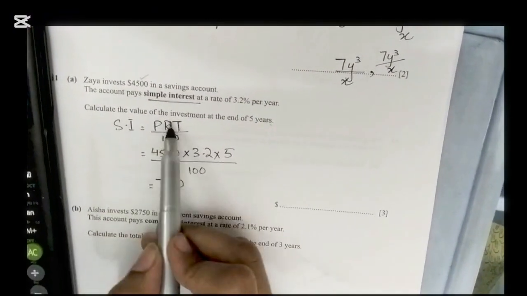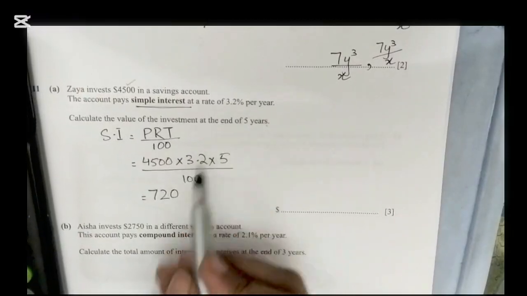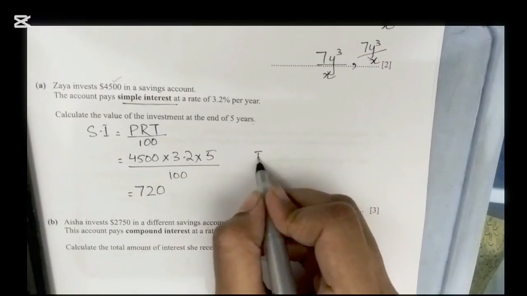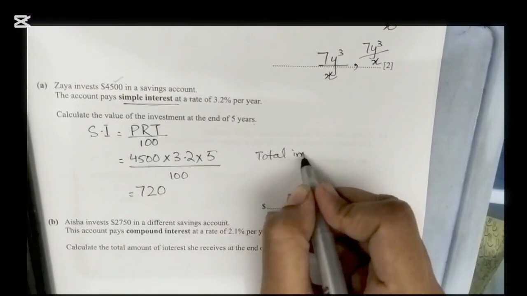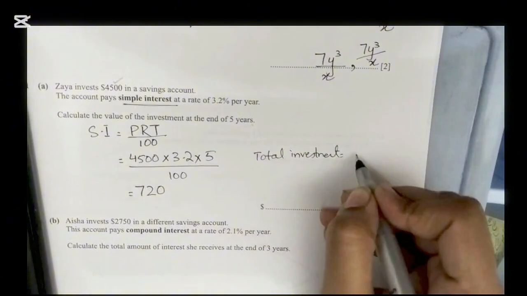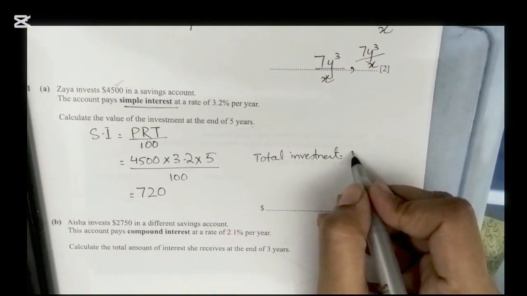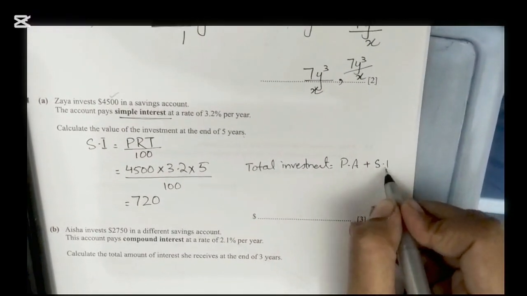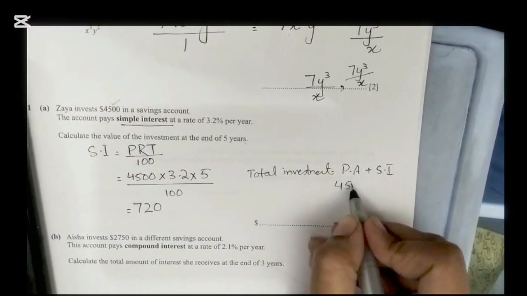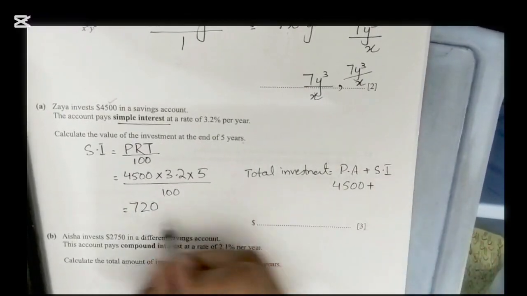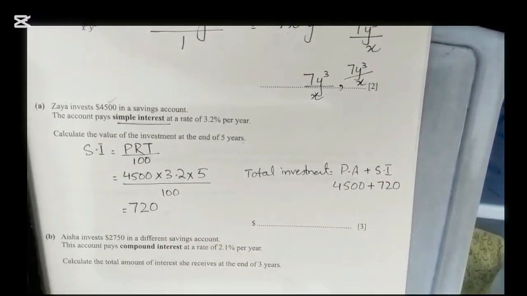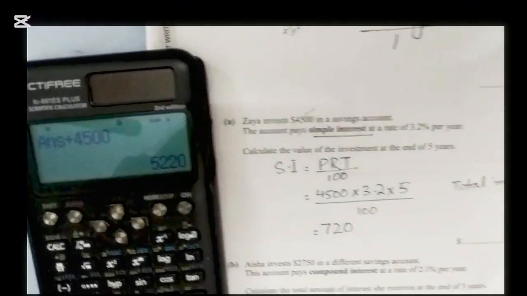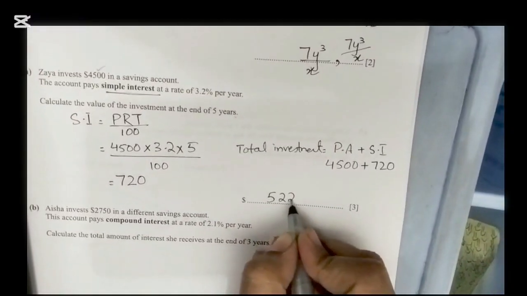And now you can see, calculate the value of investment at the end of 5 years. We have found the interest, and now for the total investment at the end of the 5 years, we have to add the principal amount plus the simple interest. So our total amount was 4,500 and interest is 720. So now add both of them, 4,500 and 720, so it would be $5,220.